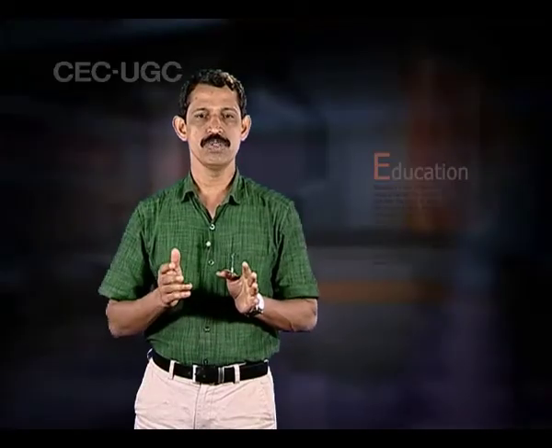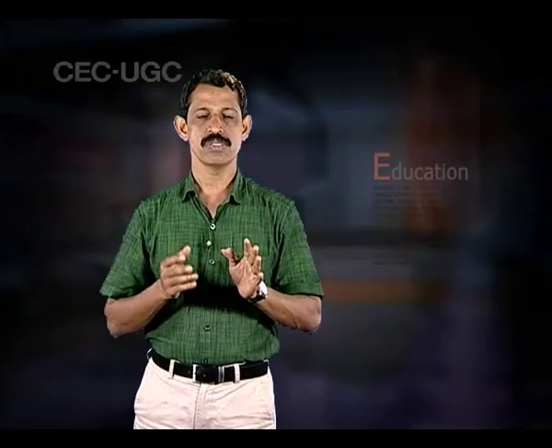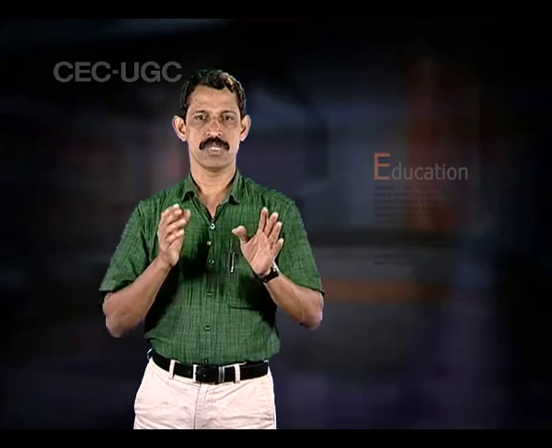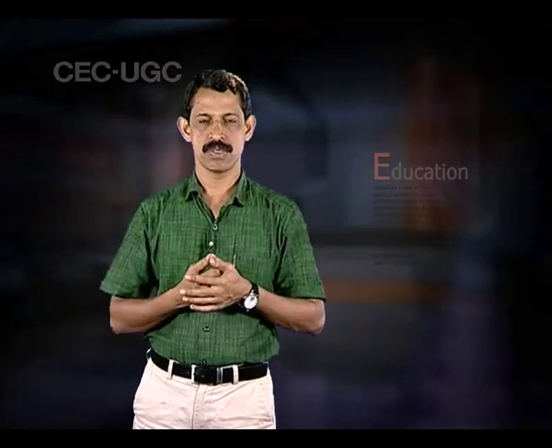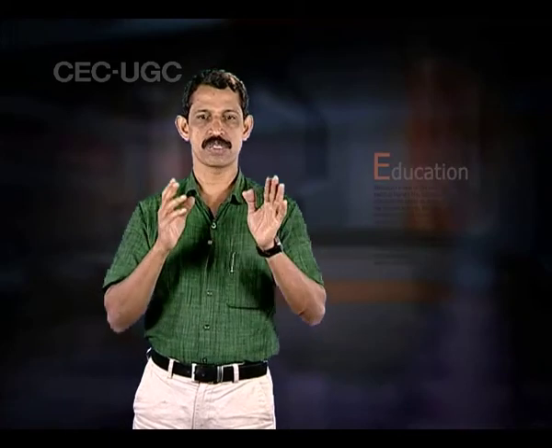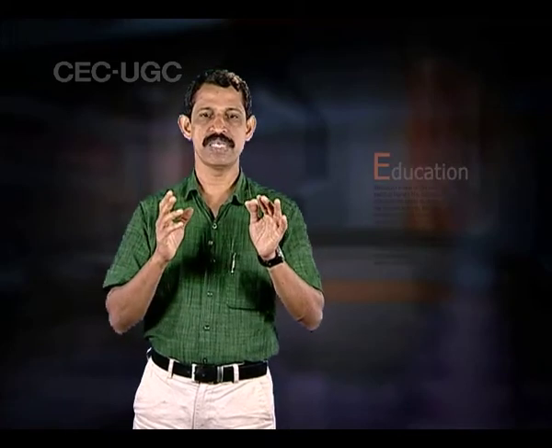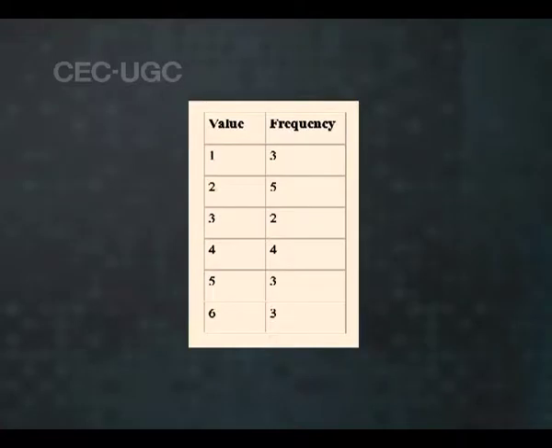So, how do we do this from a table? Because there are 20 values, we know that we need to find the mean of the 10th and 11th values. To find these values, we need to count through the table until we get to them. Look at the table. The value 1 has a frequency of 3. So, the first 3 values in the table are 1s.